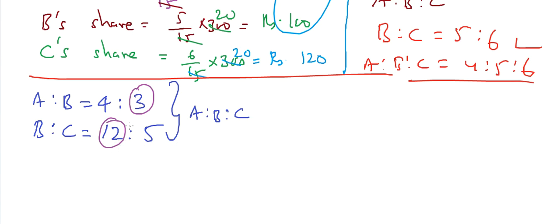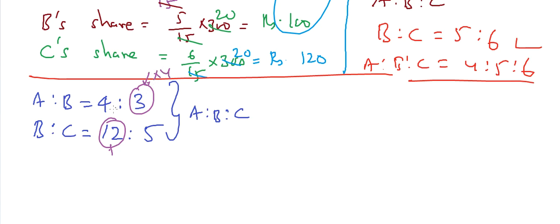But see, if we divide 12 by 4, then 5 also, this term also should be divided by the same number, by 4, but it's not divisible. We will get a fraction, correct? So let's try the other one. Let's multiply 3 by 4.